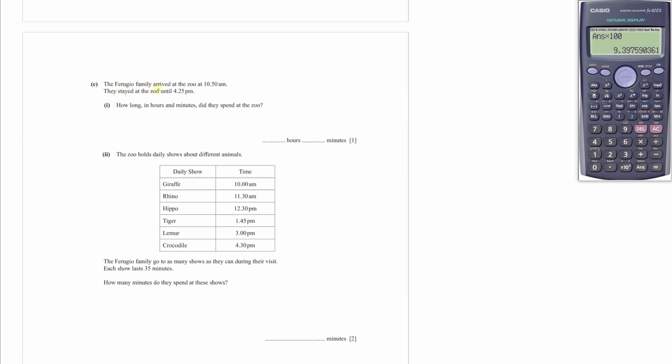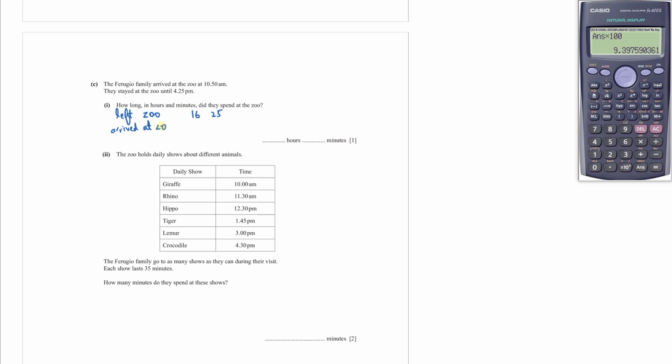Part C: the family arrived at the zoo at 10:50 a.m. and they stayed at the zoo until 4:25 p.m. How long in hours and minutes did they spend at the zoo? So they left the zoo at 4:25 p.m. If I convert this into the 24-hour clock, I'll add 12 to this 4, so I will get 16:25. And they arrived at the zoo in the morning at 10:50.